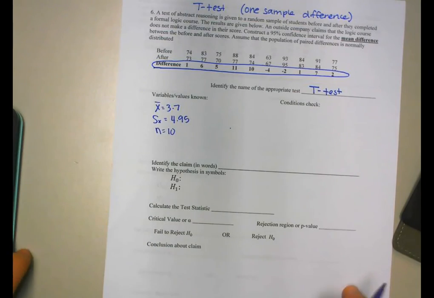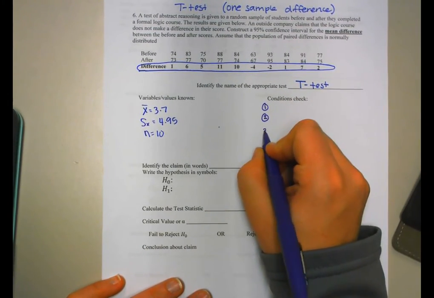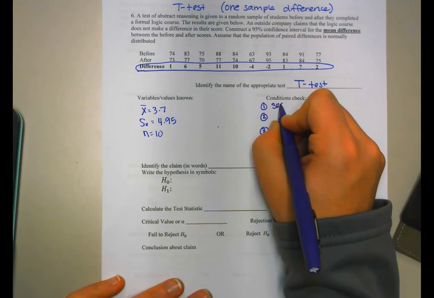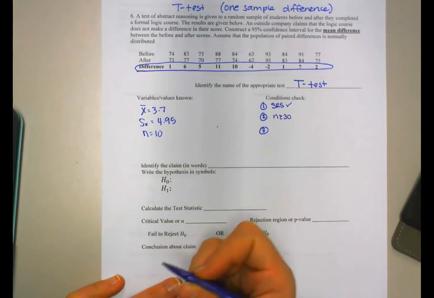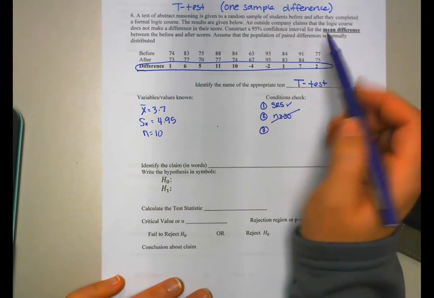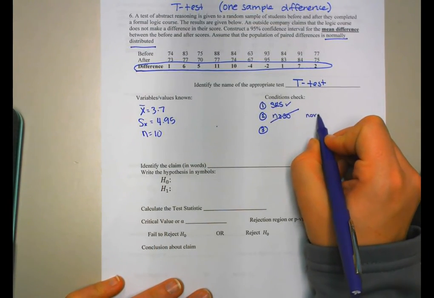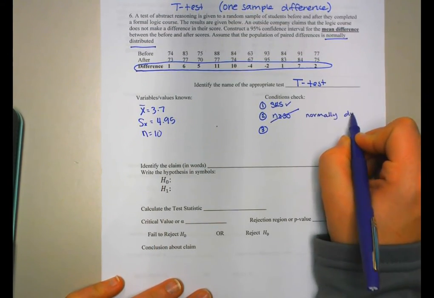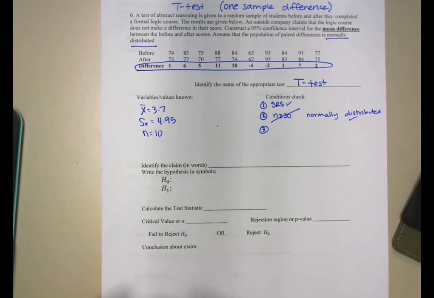Now, the conditions that we check are the same normal conditions for our t-test. So we have a simple random sample. We want to know if our n value is greater than or equal to 30. In this case, it is not, right? Our n value is 10. However, it does say that it's normally distributed. So because it's normally distributed, we can let that low n value go away. We're not concerned because it's normally distributed.